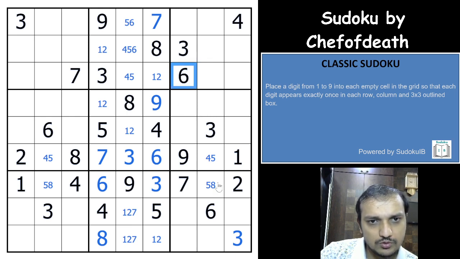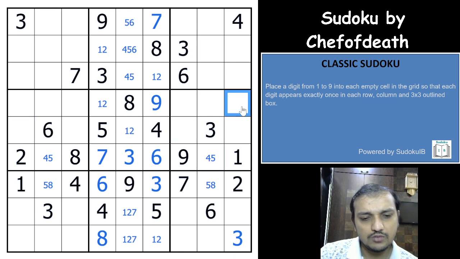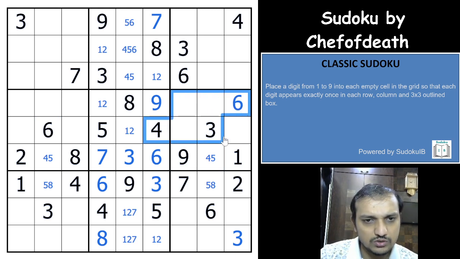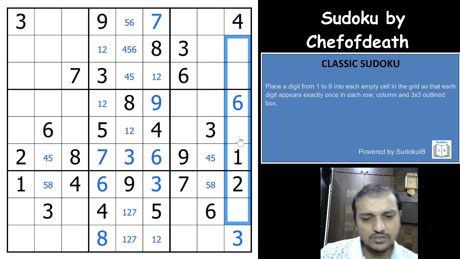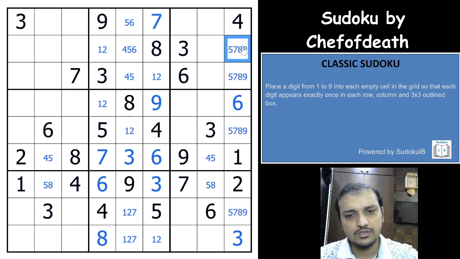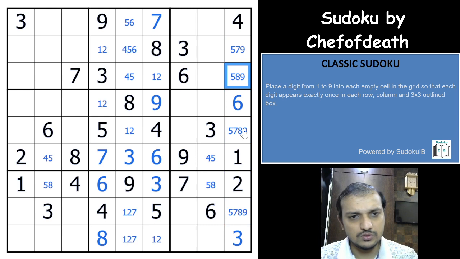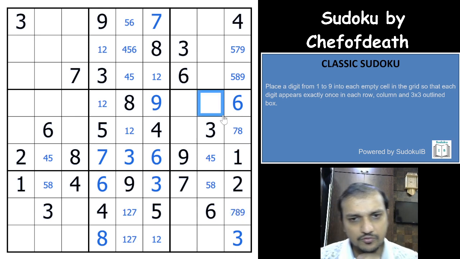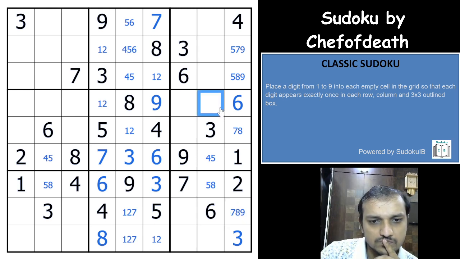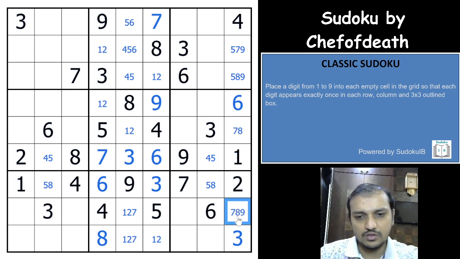Okay, so you know that 6 and 6 here and 6 here will eliminate the 6 and get a 6 here in this box. 5, 7, 8 and 9. This cannot be 8, this cannot be 7. Oh sorry, this cannot be 5 and 9. This cannot be 5 and 7 as well.